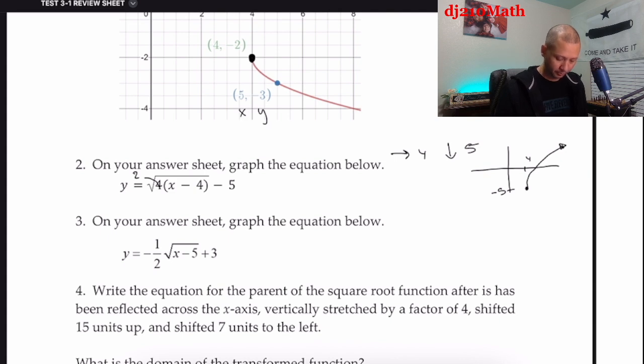We could get a known point if we wanted. So if we let x equal 5, because that's the number just right of 4, then 5 minus 4 is 1. 1 times 4 is 4. Square root of 4 is 2. 2 minus 5 is negative 3. So at 5, this should be at negative 3. 5, negative 3.